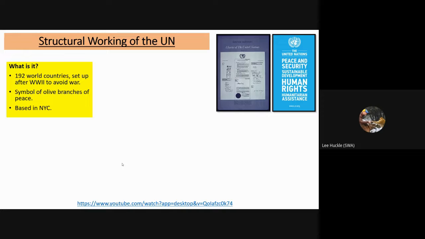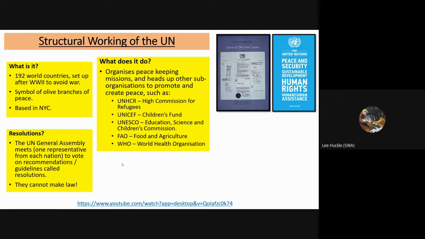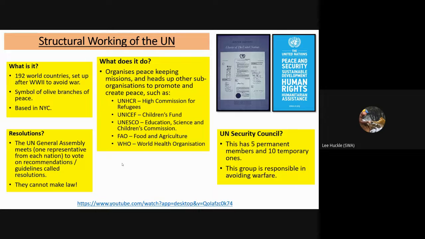Right, let's continue. So what is it? We went through what is the UN, what is the structure of the United Nations, what does it do? And there's some examples of subgroups there of the UN that we looked at. We looked at what are UN resolutions, what is the UN Security Council, and as part of that Security Council, what is this veto? So remind yourselves from your notes from the lesson on that and just pause here.